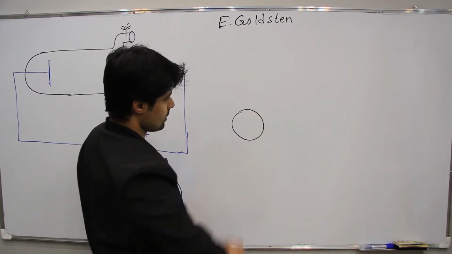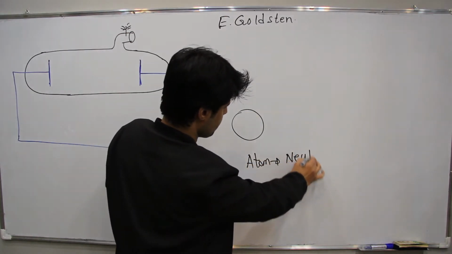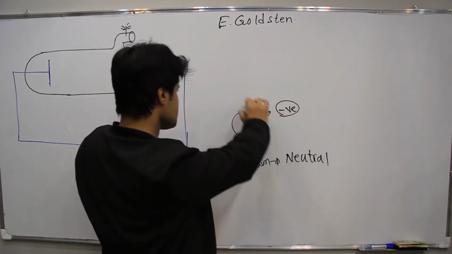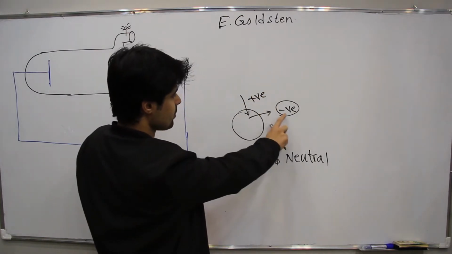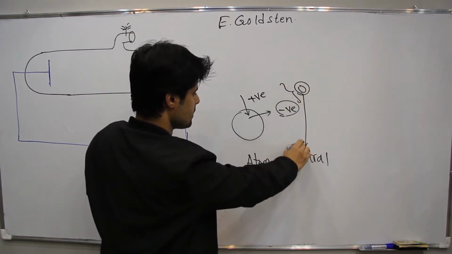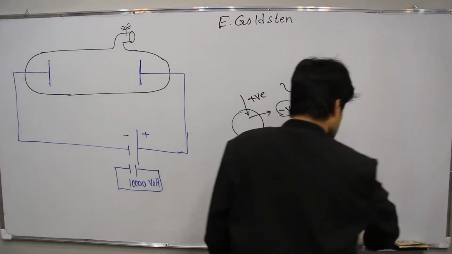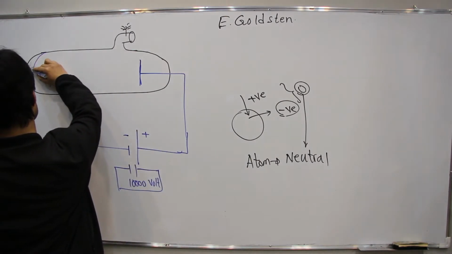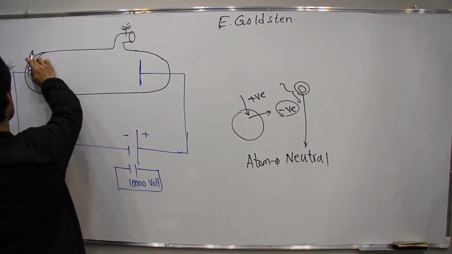Because if we look at the structure of the atom, indeed it is neutral. When there is a negative charge, there must be another, positive charge, so that the summation of the positive and negative is equal to zero, meaning neutral. For this reason, Eugen Goldstein coated this side with a fluorescent material.